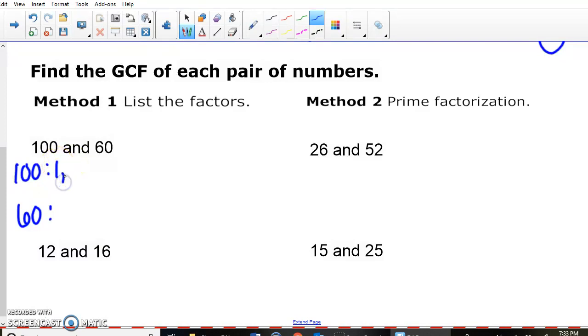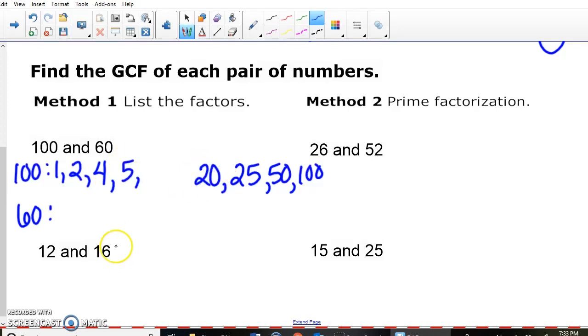So for 100, I know that 1 times 100 works. I know that 2 times 50 works. 3 doesn't work, but I know that 4 works with 25. 5 and 20 is my other factor that comes next. And then I can also do 10 times 10, and I just need to list 10 once. Okay, and I think I've got them all then, so I'm going to move on to 60.